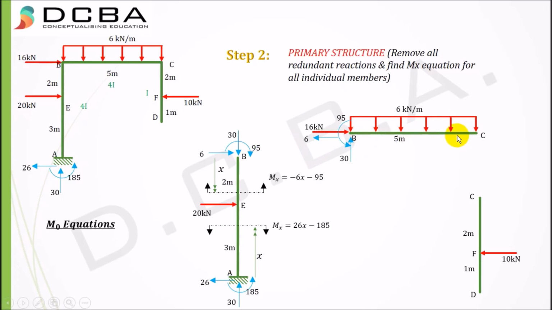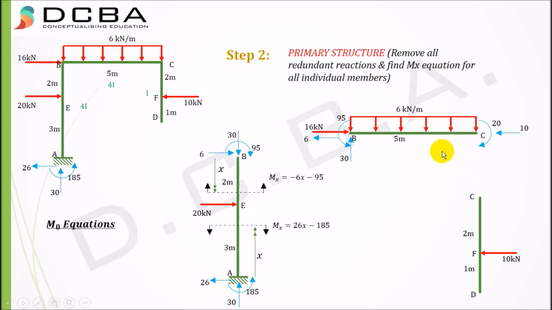Now we need to find the reactions at point C. So the summation Fx equal to 0, I get 10, 20, and there won't be any vertical reaction. If you just calculate it, you can pause the video and calculate the reactions. There won't be any vertical reaction here.